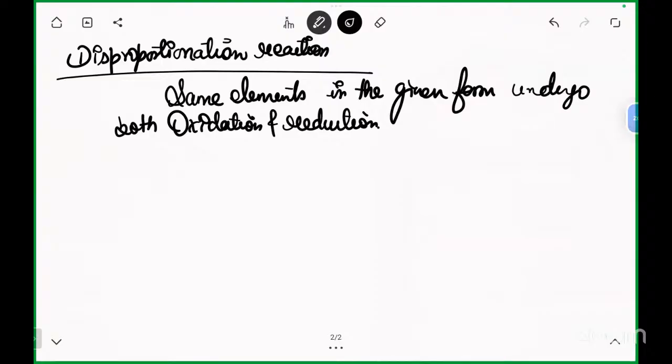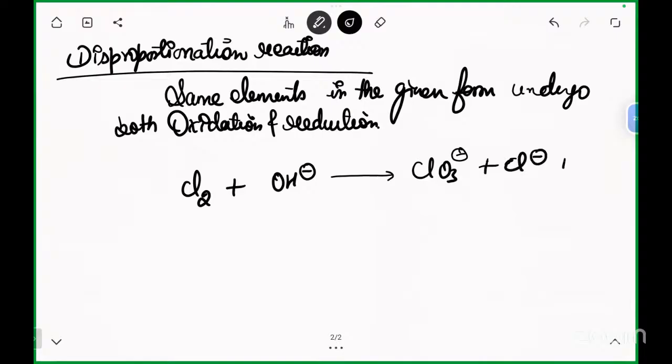For example, we have Cl2 reacting with OH negative, which gives out ClO3 negative plus Cl negative plus H2O. For the balancing, the coefficients are 3, 6, 5, and here 3. So this is the reaction. The oxidation state of Cl here is 0. Here Cl is plus 5. Here Cl is minus 1.